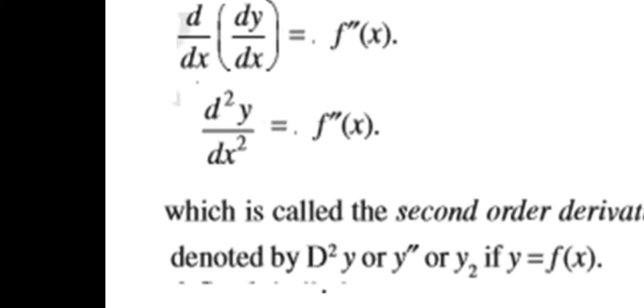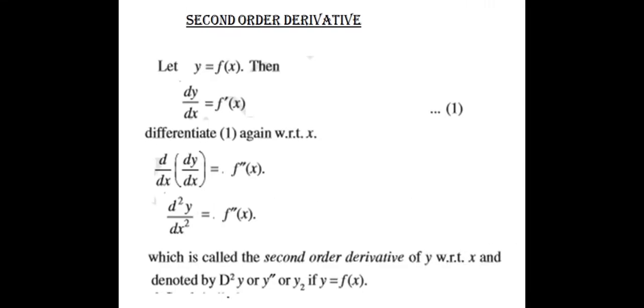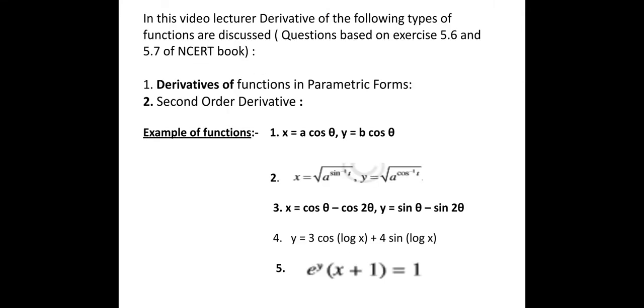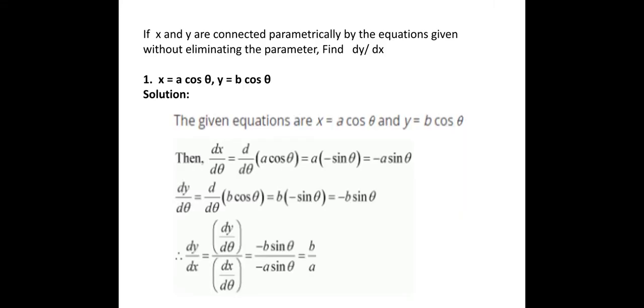d2y by dx2 is nothing but f double dash x, and d2y by dx2 is known as the second derivative of y with respect to x. It is also written as y double dash or y2. These all are the symbols for writing the second derivative of a function y equal to f(x). So I hope students all of you understood the concept and technique of second derivative. Now I'll discuss some questions related to that concept.